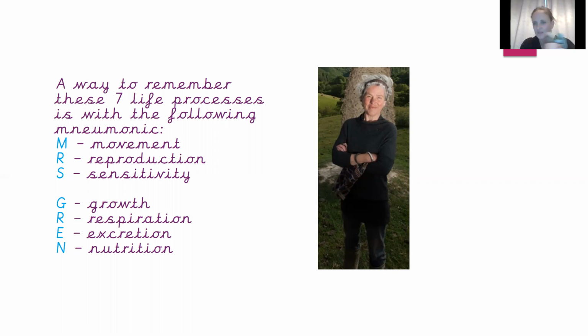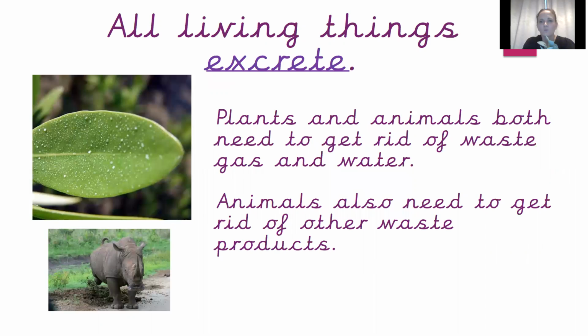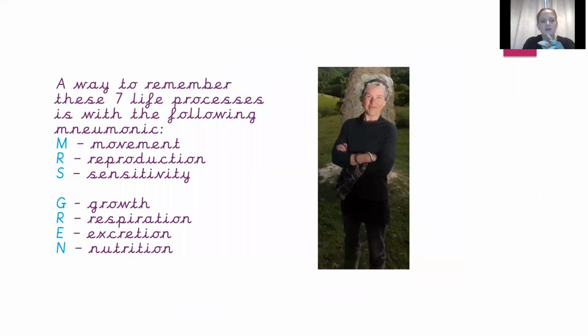Does it grow? Yes, it does. Does it respire? Yes, it does. Does it excrete any of the gases that it doesn't need? Yes, it does. And does it get nutrition? Yes, it does. Like we said in the last one, with the nutrition, plants make their own food using energy from the sun. So it does get nutrition from the sun. So we can classify this as a living thing.